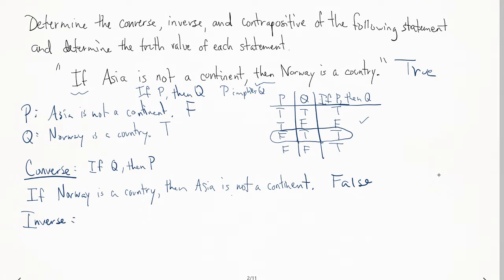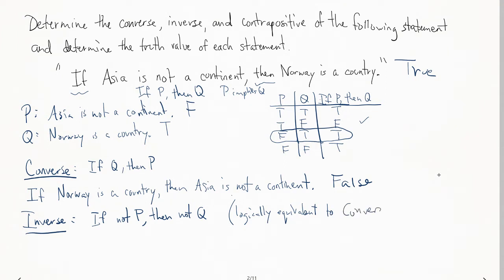So we have the inverse. The inverse statement looks at if not P, then not Q. Now, here's a little comment that you might have seen before. This is logically equivalent to the converse. So we already know without doing any work, since we have the converse, we know that this has to be false. Okay.